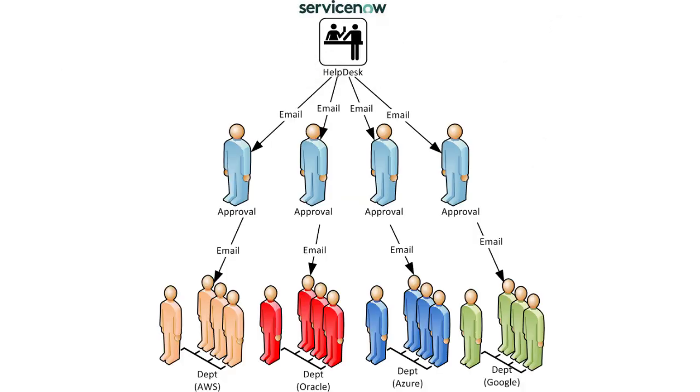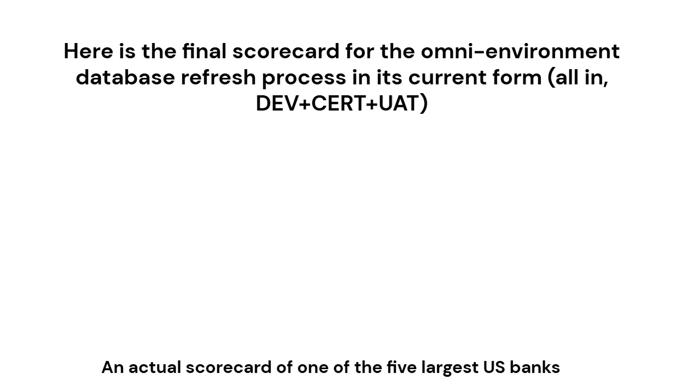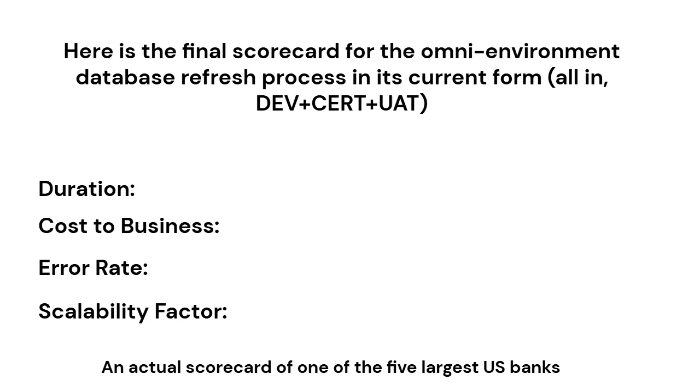Now, for brevity purposes, let's calculate the grand total for all iterations of the refresh. Remember, there are 3 refreshes running consecutively: development, cert, and UAT. The 10-day execution time was only for the development environment. There are 2 more to go. Here is the final scorecard for the Omni Environment database refresh process in its current form. The first measurement, duration. According to the scorecard, it took approximately 30 days to refresh all 3 lower environments consecutively. After all, administrators have other work to attend to. Besides, they work only certain hours a day and certain days a week.